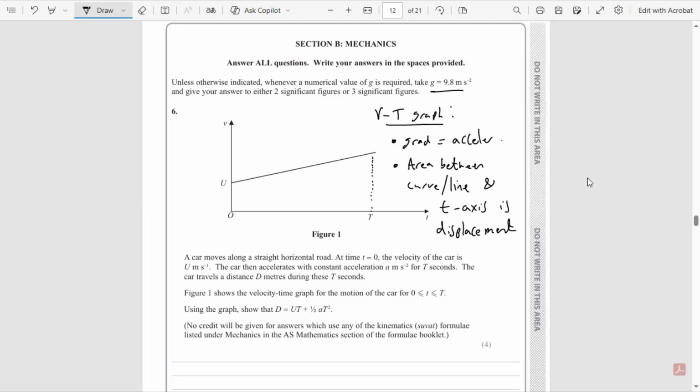Figure 1 shows the velocity time graph for the motion of the car. Using the graph, show that d is equal to ut plus a half at squared.